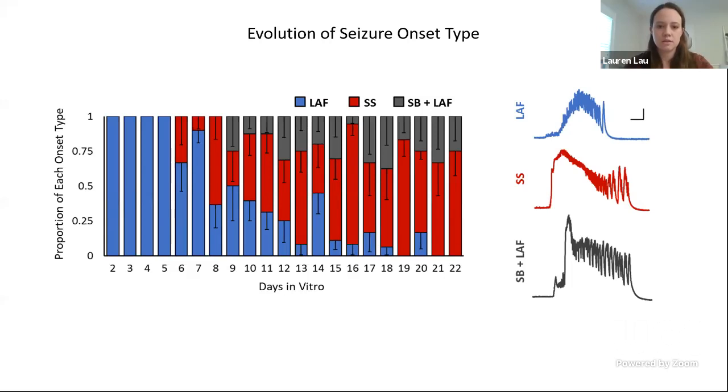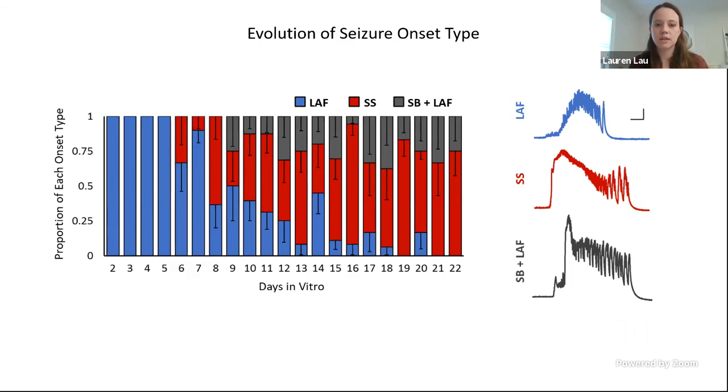And what was very interesting was that there was a really characteristic evolution in the types of onsets that were being generated over time. For example, in the first few days that seizures were being generated, they were all of the low amplitude fast type. And later on, the slices would also generate sentinel spike or spike burst plus low amplitude type seizures.